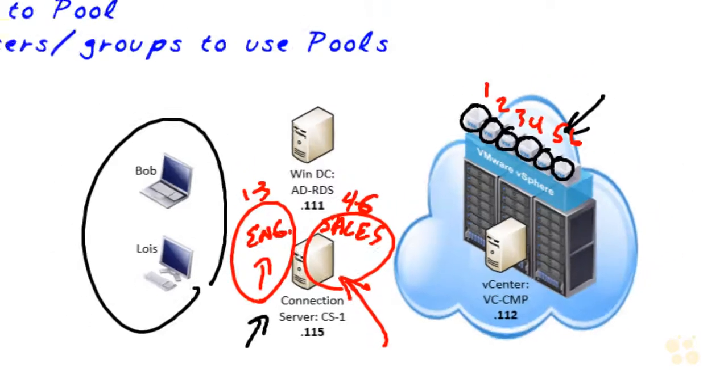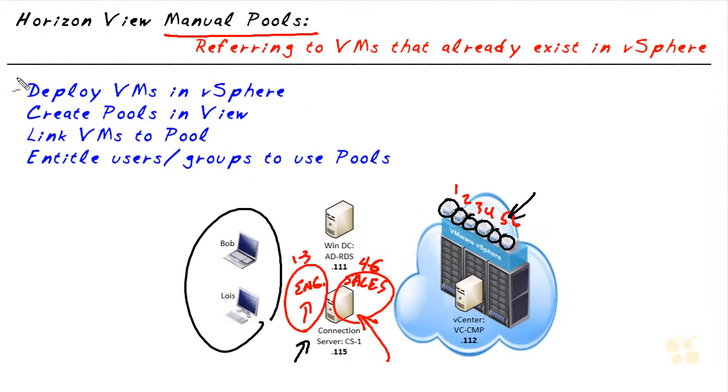So that is what you and I get to set up in this nugget. We are going to deploy a few virtual machines inside of vSphere, create the pools, we'll associate the VMs with those pools, and then we will entitle, that's the terminology that's used, we'll entitle various users and or groups for using the resources in those Horizon View pools.